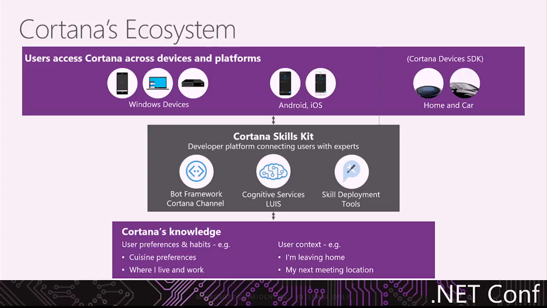Finally, within the Skills Kit, we provide several tools to help you manage your skills. So this not only includes things like sharing a skill with multiple people, but also the ability to publish your skill to a marketplace where you're able to show your skill to pretty much anybody who's available in that market. All of this is built on top of Cortana's knowledge. We talked about this a little bit, but this counts things like user cuisine preferences, the fact that you're leaving home, right? All these things you can hook into to be truly productive with your users.